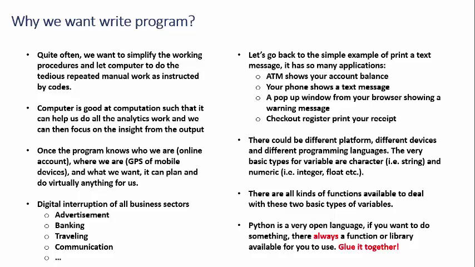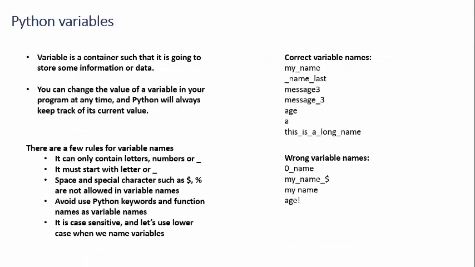Python is a very open language. Basically, if you want to do something, there is always a function or library available for you to use. And Python is called a glue language. Basically, it helps us glue all different functions and data together to realize some specific output. So that's why Python is so widely used across different businesses. Okay, so Python is so useful, and let's start with the basics.